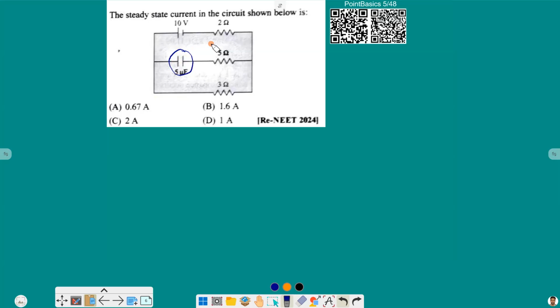So in steady state it will not be functioning in the circuit, and if the capacitor is not functioning in the circuit, then this 5 ohm resistance is also broken from the circuit. It will look like this. We have 2 ohm here. This is the 10-volt battery. The capacitor is broken from the circuit, and we have 5 ohm here, and we have a 3 ohm here.